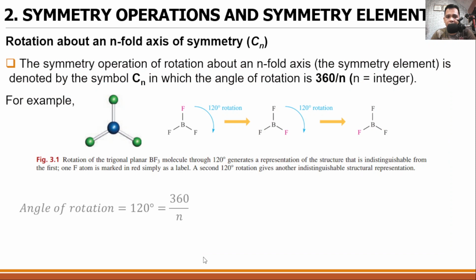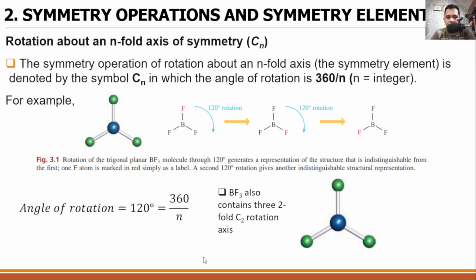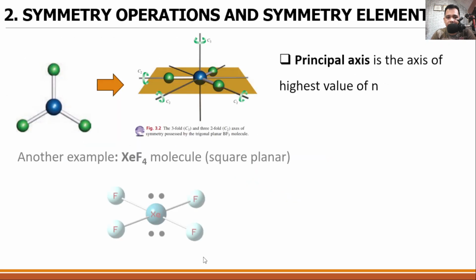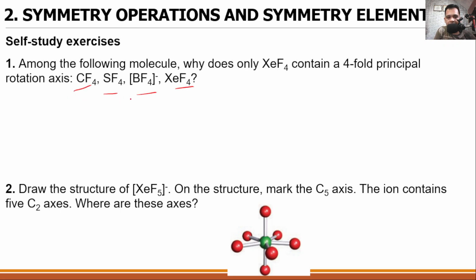Now, for our first practice exercise, we also discussed the concept of principal rotation, principal axis, the highest value of n. In our self-study exercise, let me read number 1. Among the following molecules, why does only xenon tetrafluoride contain a four-fold principal rotation axis among the 4 molecules? So we have CF4, SF4, boron tetrafluoride, and XeF4.